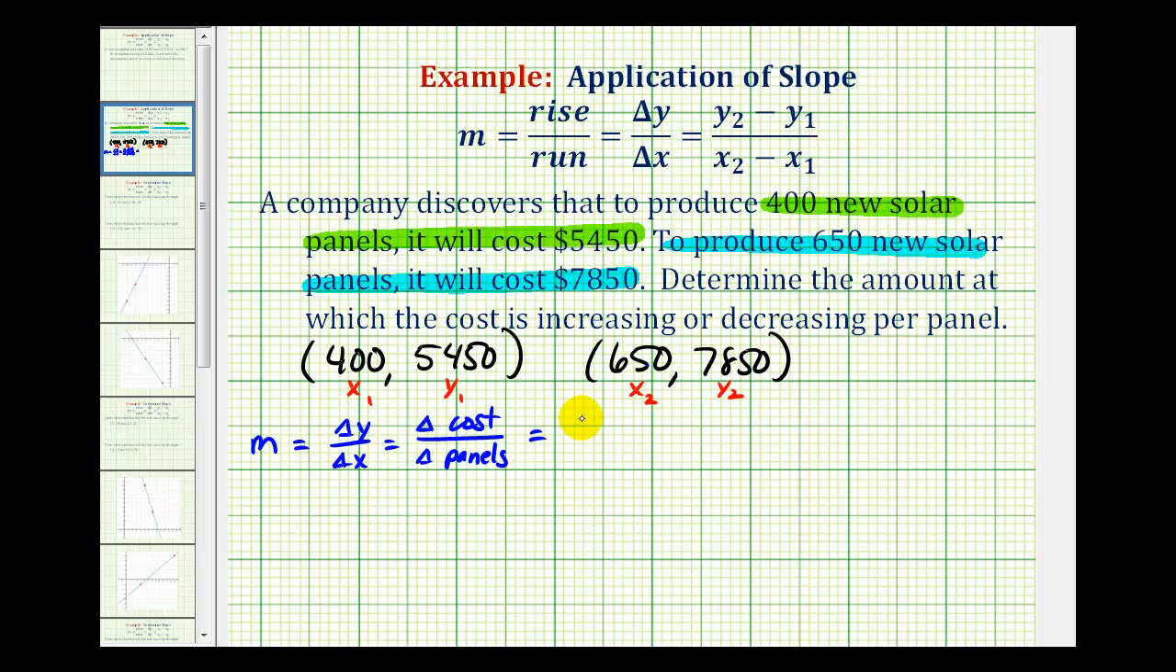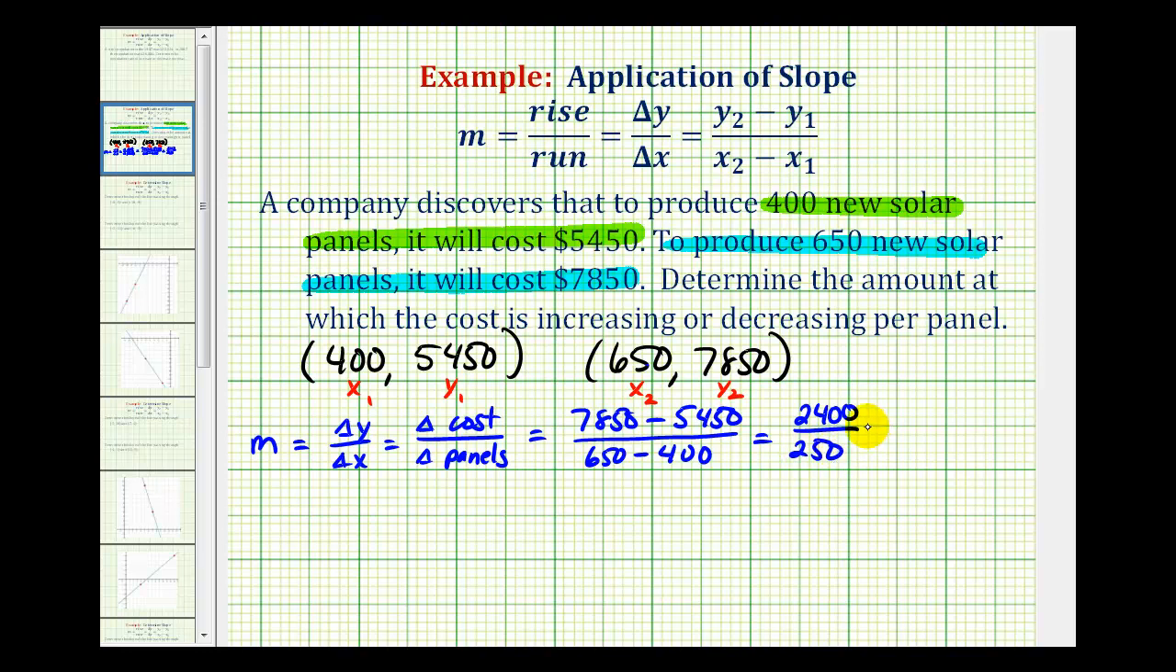So here we'd have 7,850 minus 5,450 over 650 minus 400. So this difference here would be 2,400, and this difference here would be 250. So this tells us that there's an increase in cost of $2,400 when the increase in panels is 250 panels.